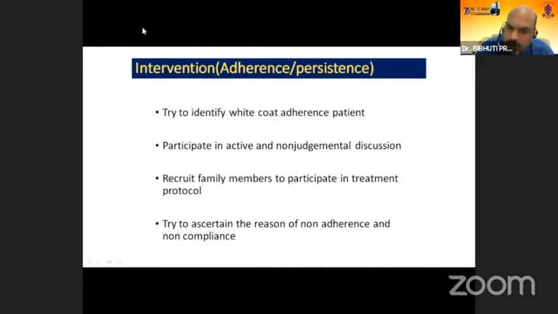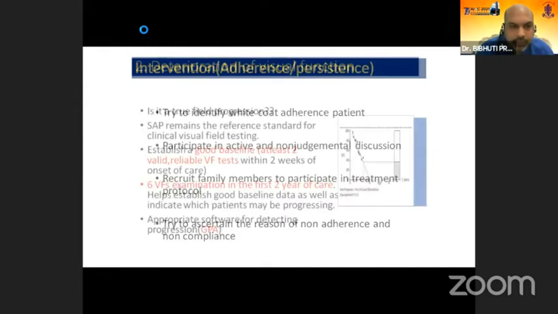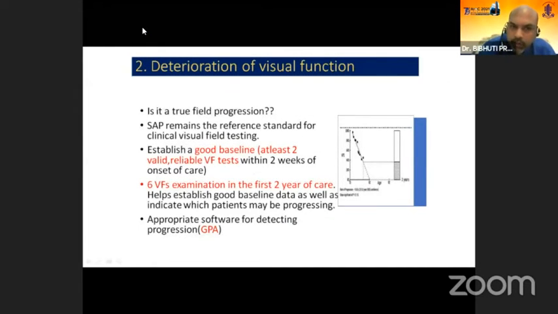And in a certain amount of patients, we have to be very clear in our language that non-adherence to the treatment protocol may land you in a difficult situation. Coming to the deterioration of the visual function, we have to make sure whether true field progression is there or not. And for that, we have to create a baseline, and over that, we have to identify the progression.